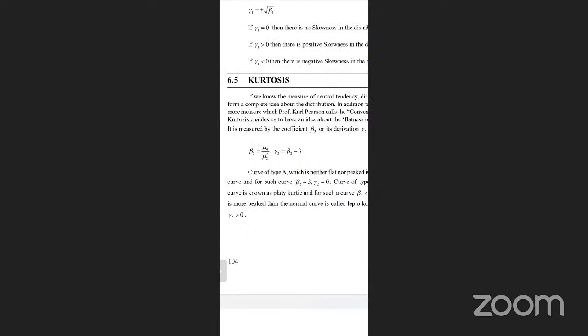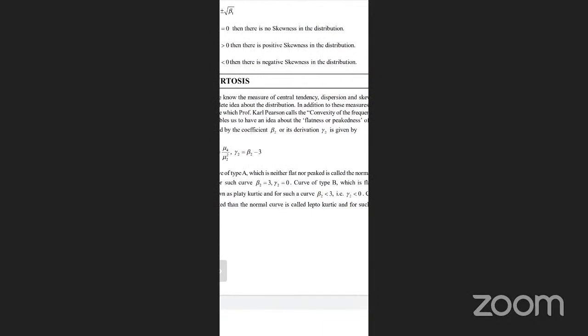That is nothing but the coefficient beta 2, and it is also denoted by gamma 2. It is given by beta 2 is equal to mu4 by mu2 square. Gamma 2 is equal to beta 2 minus 3. Mu4 is always positive. Why? Because it is 1 by n sigma fi into xi minus x bar whole to the power of 4. When you get a negative value to the power of 4, it becomes positive. Mu2 is also positive. So positive by positive is positive. Hence beta 2 is always a positive value. After finding beta 2, you can calculate gamma 2 is equal to beta 2 minus 3.